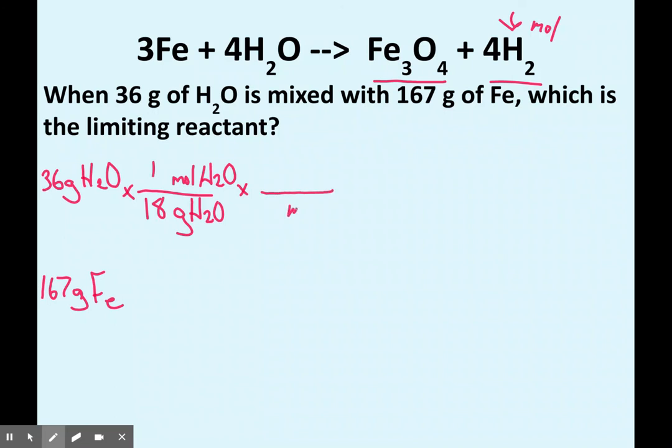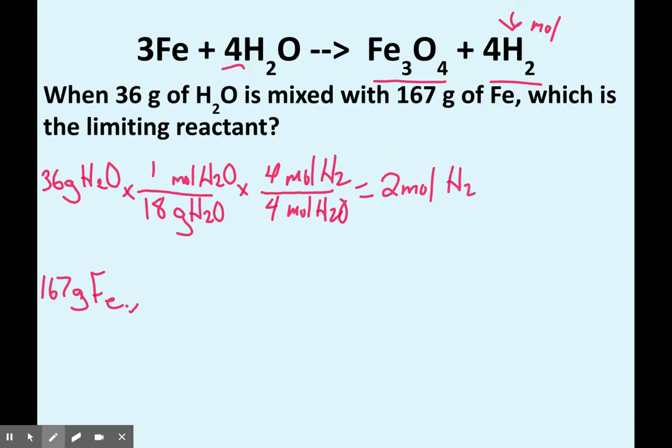So now moles of water on bottom. And now we can switch to moles of H2. So my ratio is 4 to 4. And that's going to give me, let's see, 36 divided by 18 should just be 2 moles of H2.